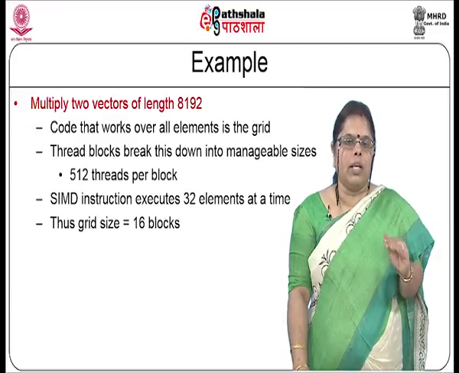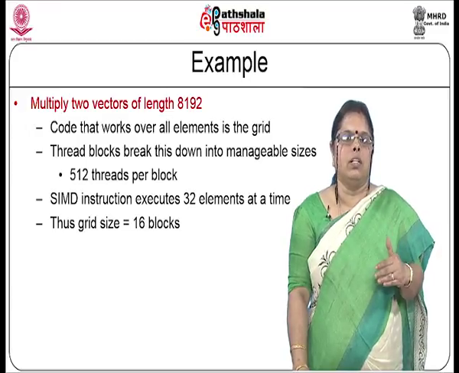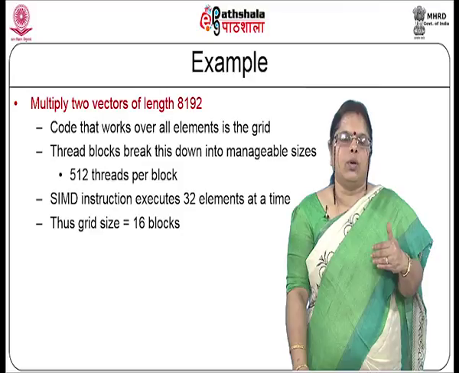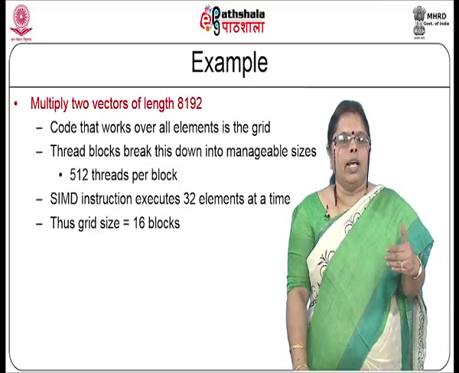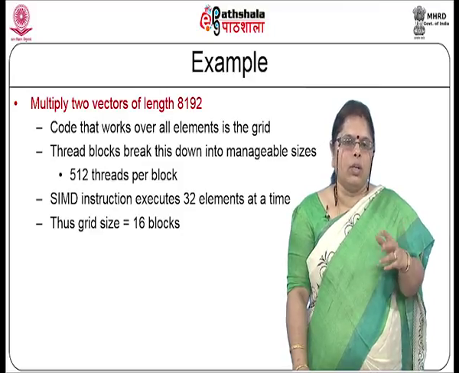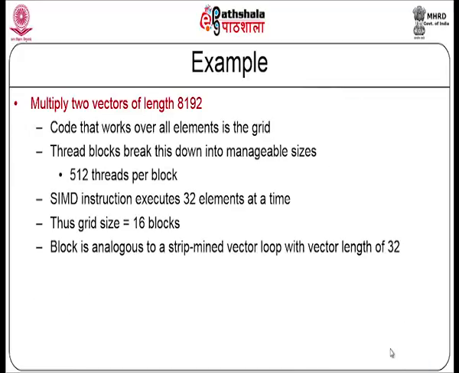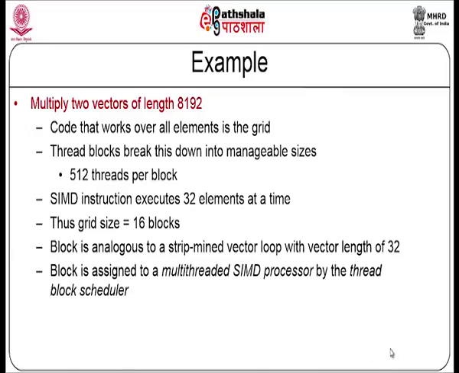Thread blocks break this down into manageable sizes, let us say 512 threads per block, and the SIMD instruction executes 32 elements at a time. Thus, the grid size is 16 blocks, and the block is analogous to a strip-mined vector loop with vector length of 32. The block is assigned to a multi-threaded SIMD processor by the thread block scheduler.